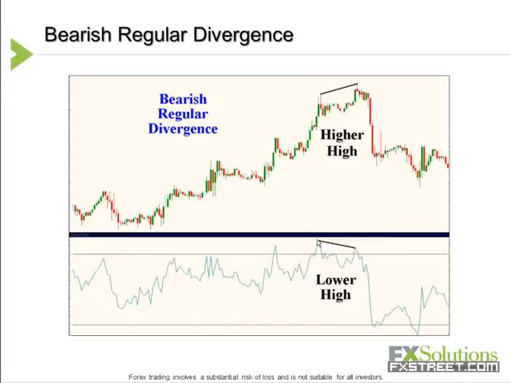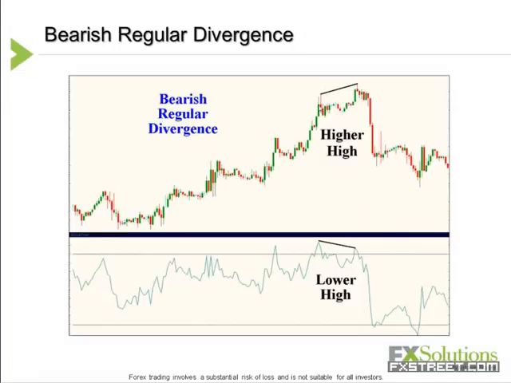Now, on the RSI here, oscillators, their primary purpose is to measure momentum, and overbought and oversold conditions. So in this case right here, we have a higher high in price. Price is going higher, but the oscillator is showing a loss of upside momentum by showing a lower high. Okay, so that's what's called a divergence. And in this case, it's called a bearish regular divergence.